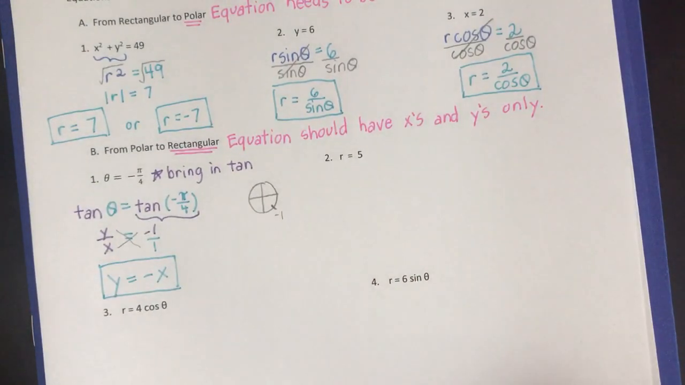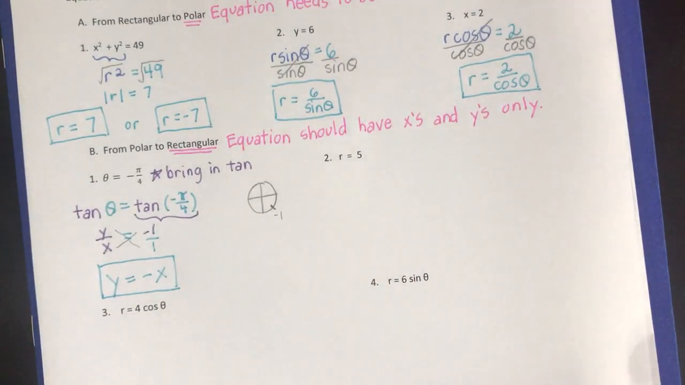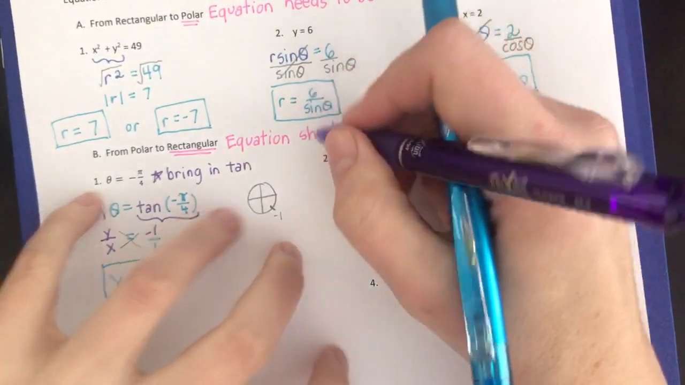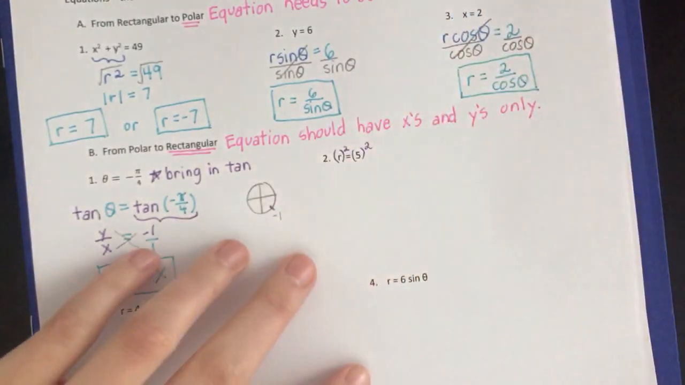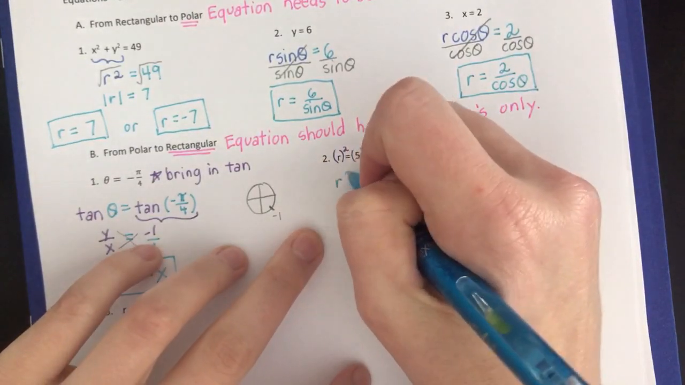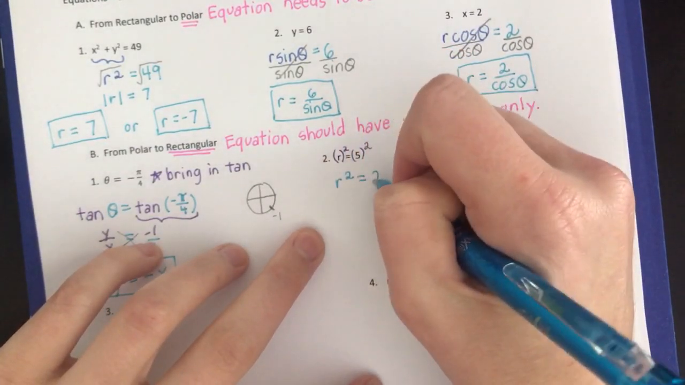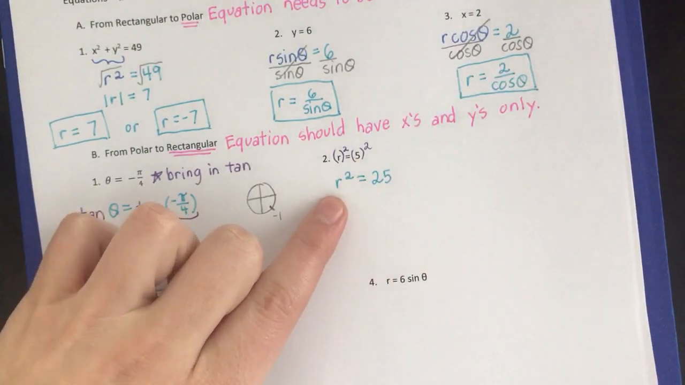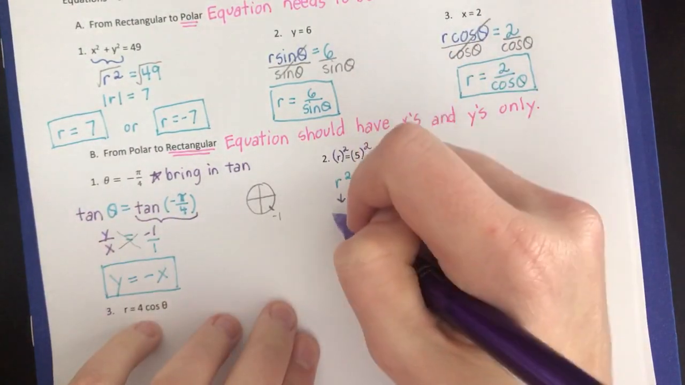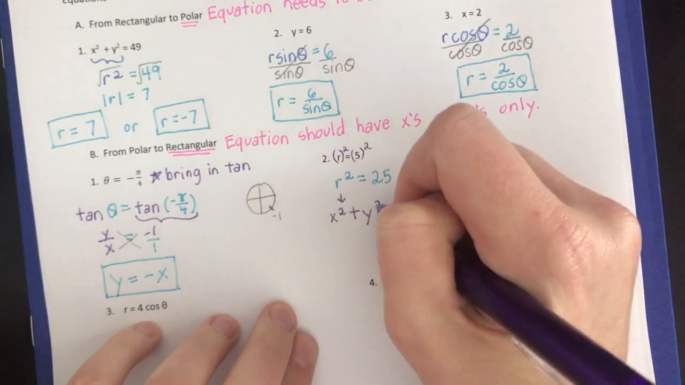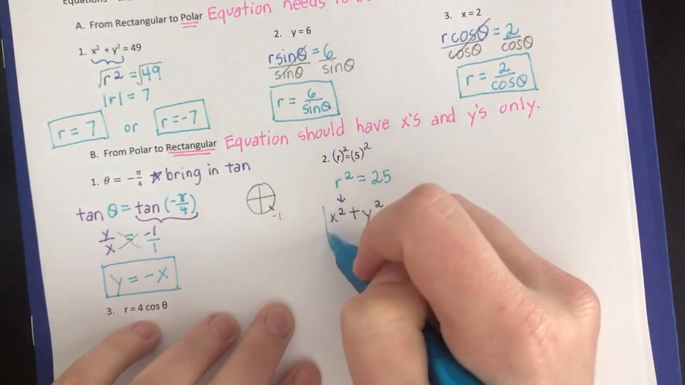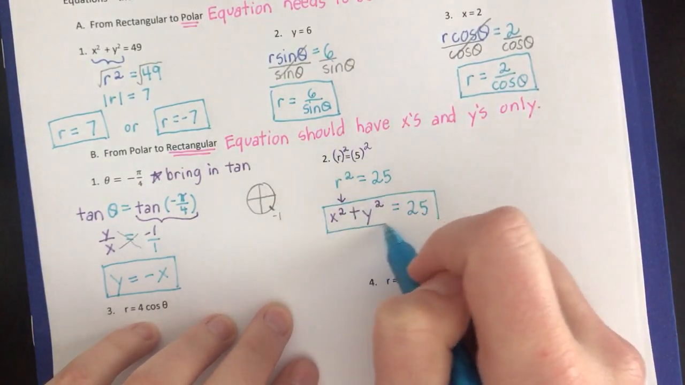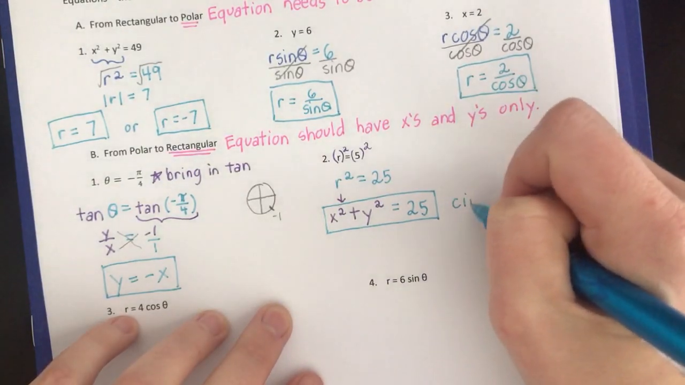On number 2, you've got r equals 5. On this one, a clever thing to do would be to square both sides. We'll square this side, square this side. That would give us r squared equals 25. You know that r squared equals x squared plus y squared. So x squared plus y squared equals 25, and that's actually our answer because this is a circle.